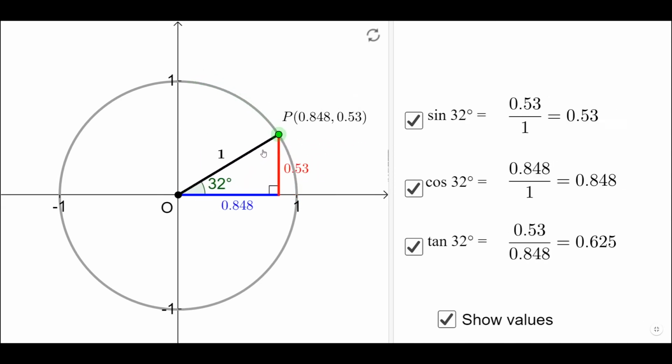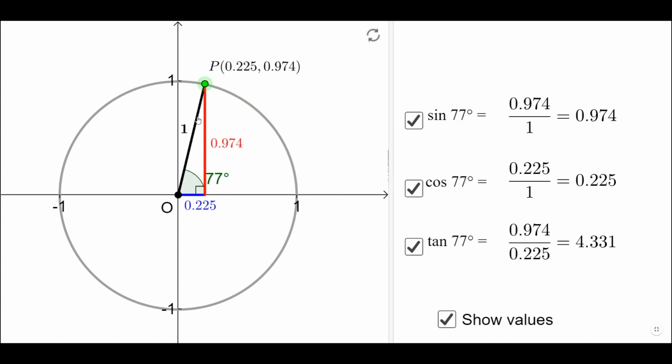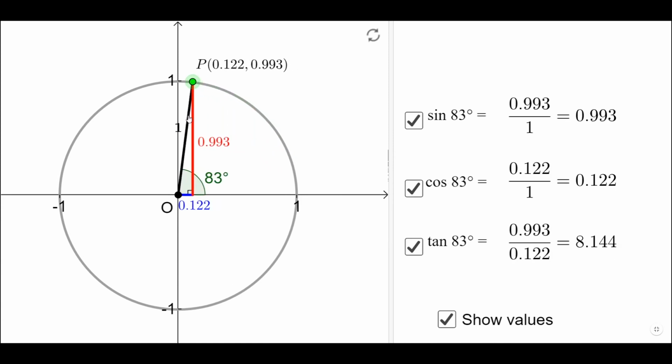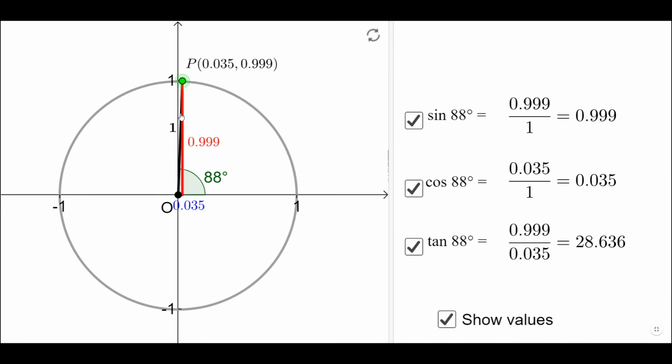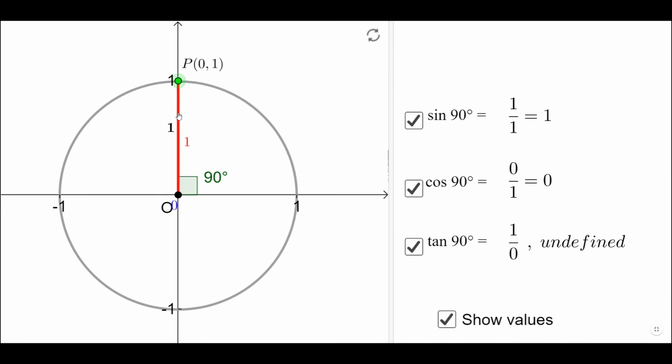And as you can see, the opposite is now tending towards 1, and the adjacent is tending towards 0. So I'll make this 90-degree angle. There we are. And we can see that we have some slightly different answers. We have sine, we have the opposite, which is 1, the red line, divided by the hypotenuse, which is 1. So sine of 90 is 1. Then we have cosine of 90, where the adjacent is 0 and the hypotenuse is 1. So we have 0 divided by 1, which gives us 0. So cos 90 is 0.